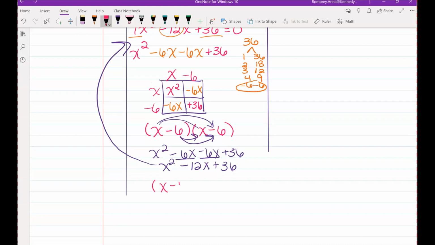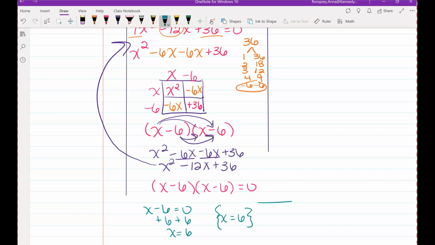All right, so we still haven't solved yet. So x minus 6 and an x minus 6. What would make those equal to 0? Well, set them equal to 0. X minus 6 equals 0. Add 6. X equals 6. Wait a minute, wouldn't that be the same thing for here? Yeah. So our solution is x equals 6. So this is one solution. So this is an example.